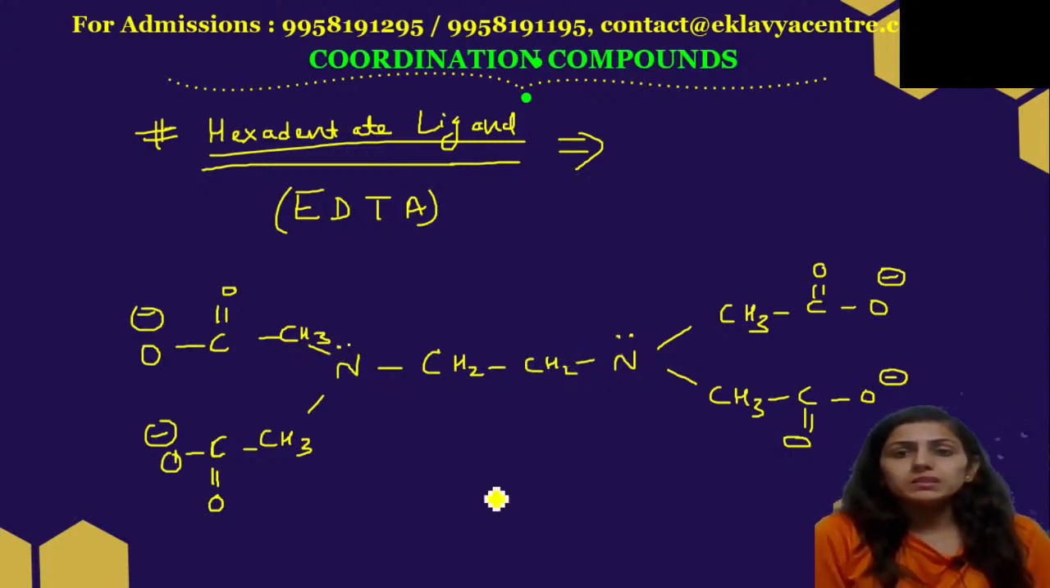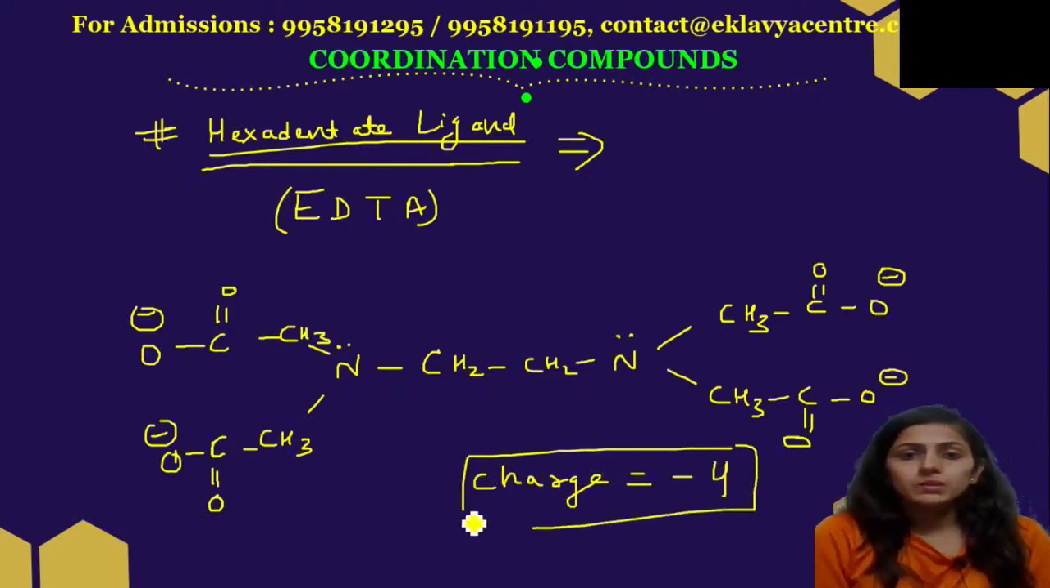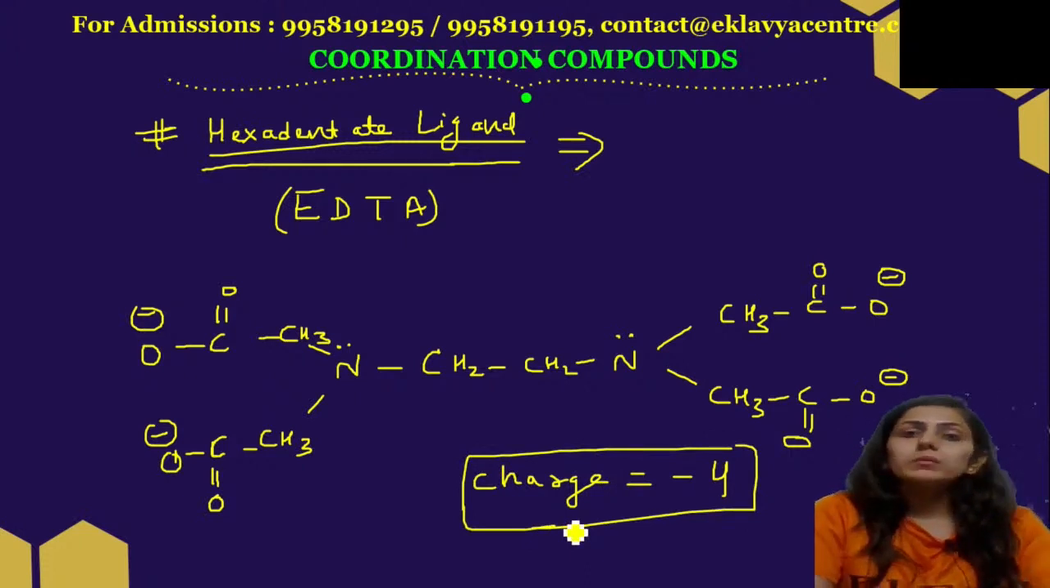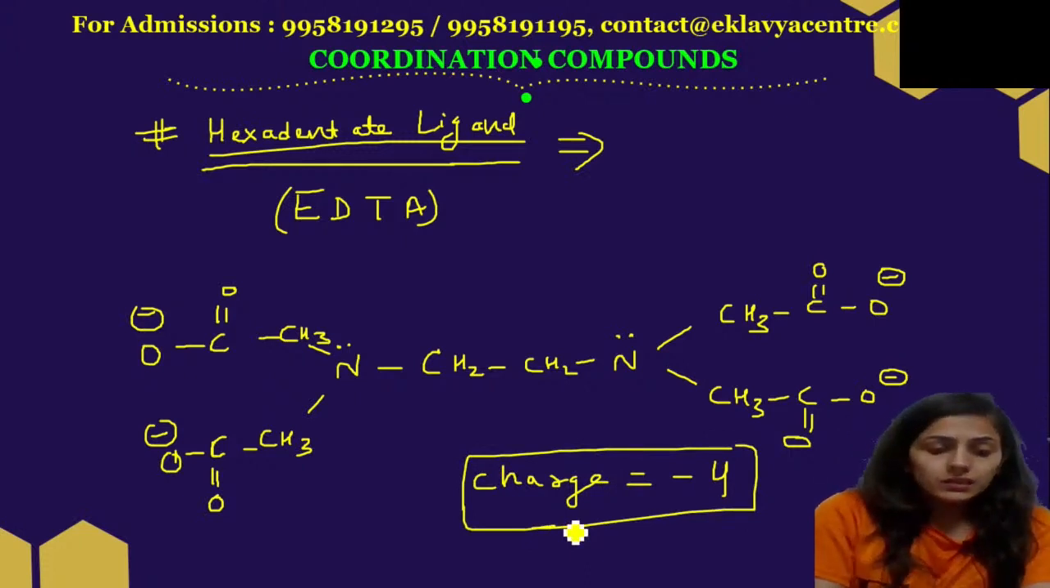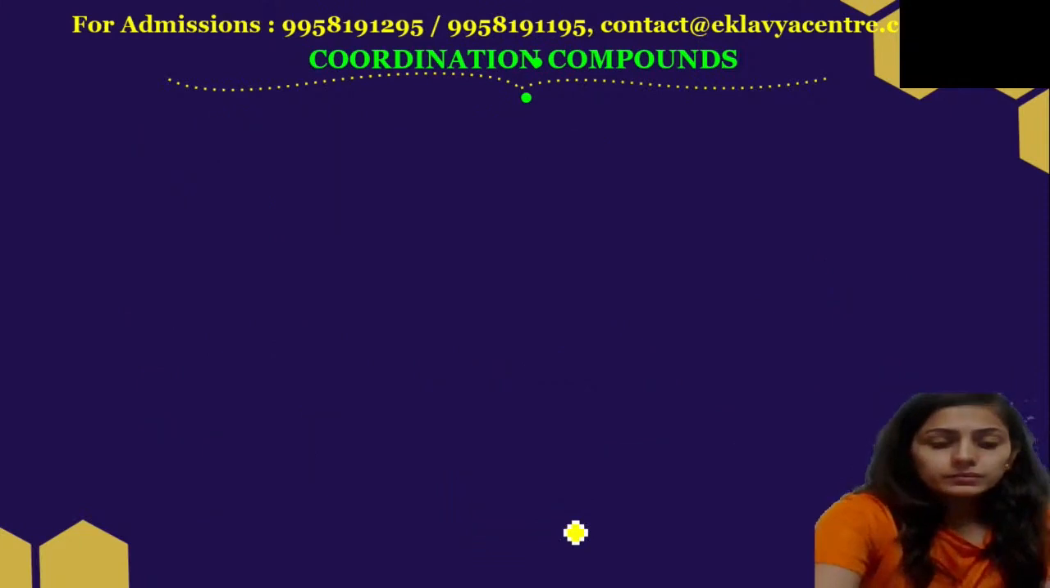If somebody asks you the charge, what is the charge on EDTA? It's -4. Remember the charge. Yes, this is your EDTA. This is the last classification on the basis of denticity of ligands. Now the next topic that you have to study is chelating ligands.